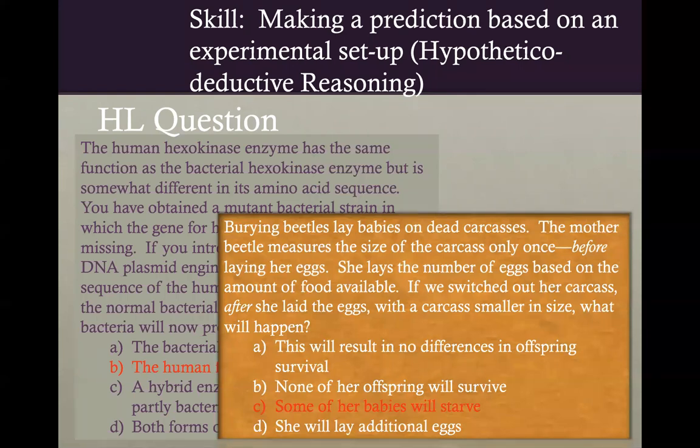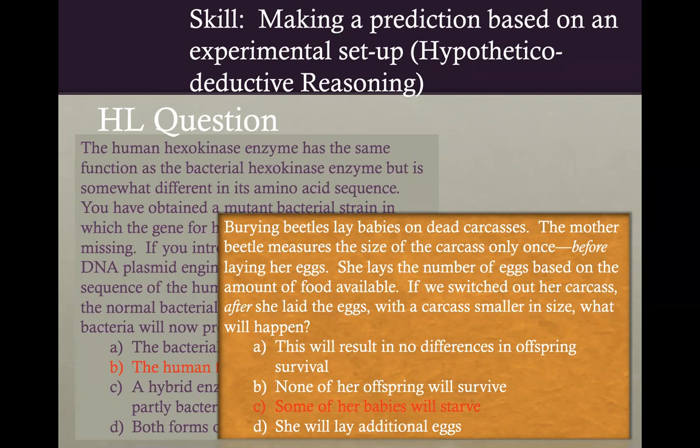So we gave them a really easy one that wouldn't require any background knowledge. So these burying beetles lay babies on dead carcasses, gross. The mother beetle measures the size of the carcass only once before laying her eggs, and she lays the number of eggs based on the amount of food available. So if we switch out her carcass after she lays her eggs with a smaller carcass, what's going to happen? So there's no background knowledge required. They just need to be able to say, if in this situation and this is going on, then this should happen. So that's kind of how we did it.